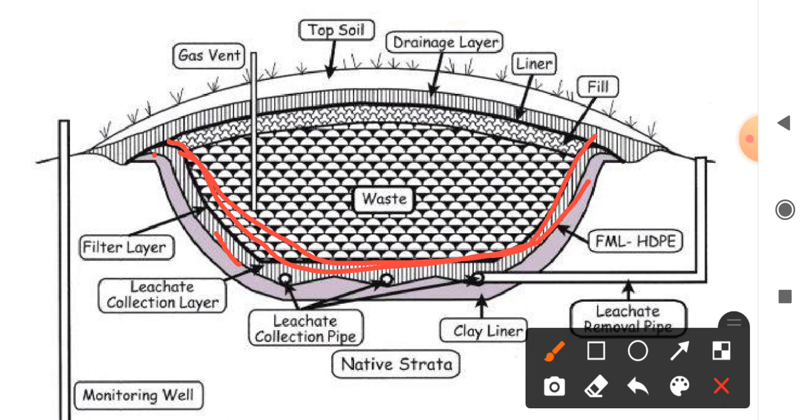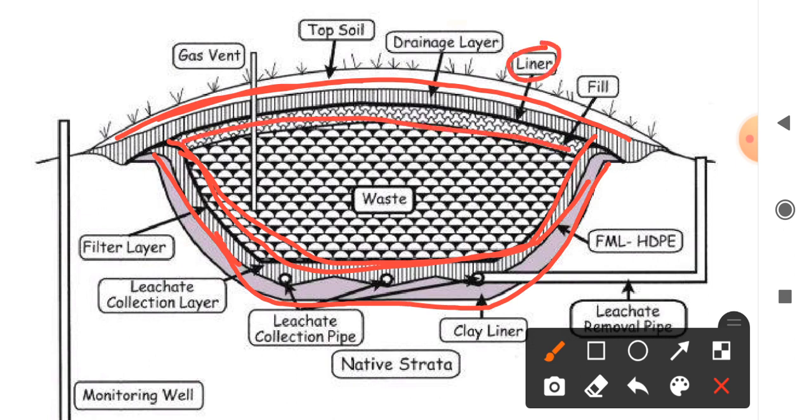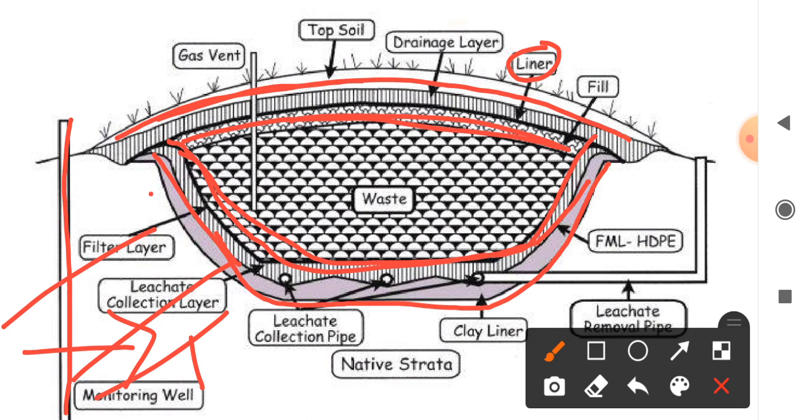At the bottom, the clay liner is provided. This is the topsoil provided over the trench, and a drainage layer is provided below the topsoil, below which the liner is provided. This is the fill. Also, a monitoring well is provided to observe the gases dissolved or mixed in the surrounding landfill or land. This is the composite liner.